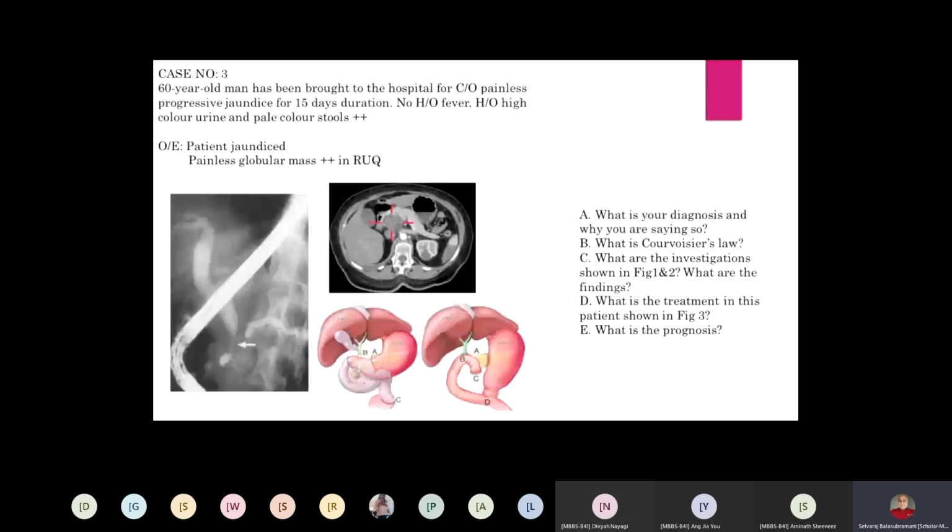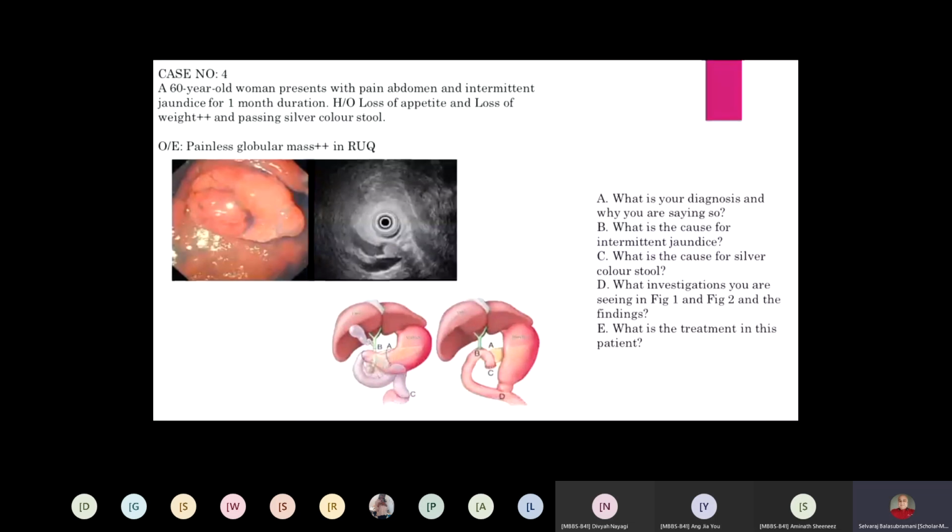Okay, I'm going to discuss one more case. That is the last case. Our patient is a 60 year old woman, presents with abdominal pain and intermittent jaundice for 1 month duration. There is history of loss of appetite and loss of weight. And the patient is passing silver color stool. I am not telling pale color stool. The patient is passing silver color stool. On examination, a painless globular mass is palpable in the right upper quadrant.